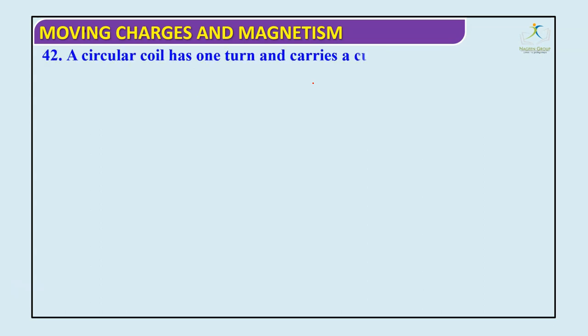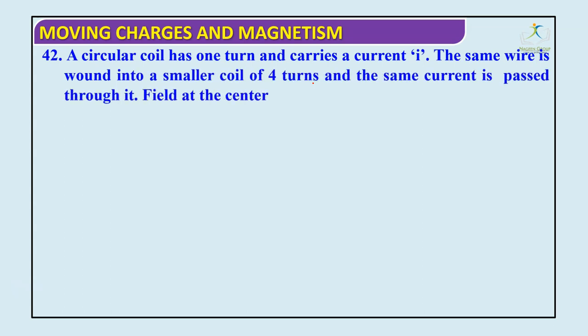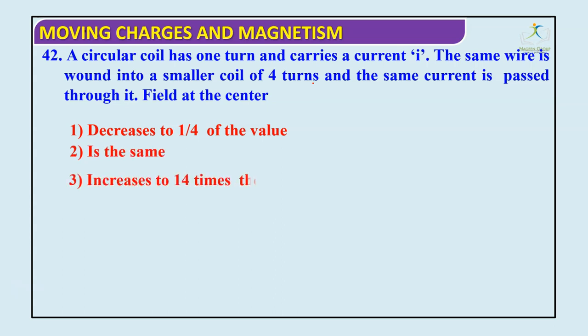Next question we have: a circular coil has one turn and carries a current I. The same wire is wound into a small coil of 4 turns and the same current is passed through it. The field at the center: we have options, decreases to 1 by 4th of the value, is the same, increases to 4 times the value, increases to 16 times the value. For the solution criteria, we know the answer: it is 16 times the value.